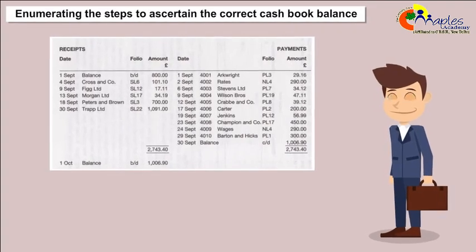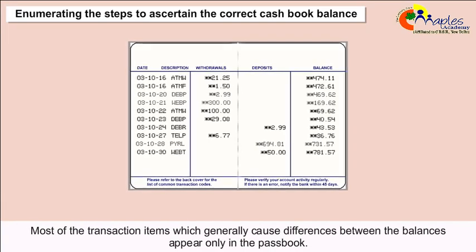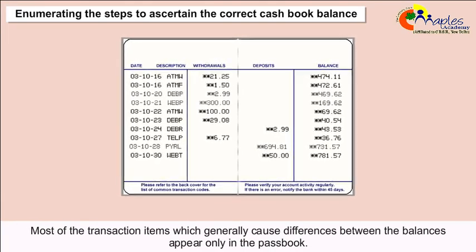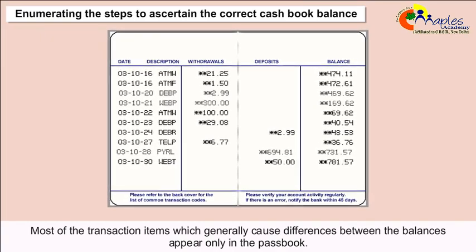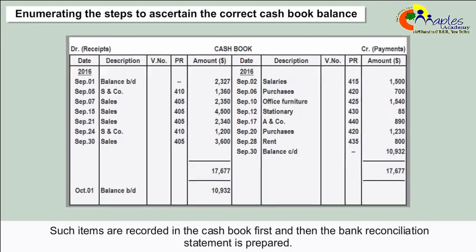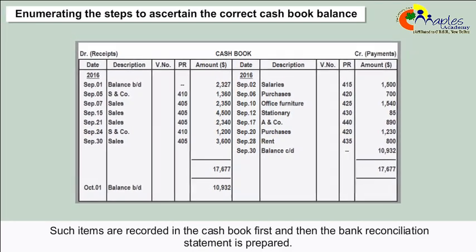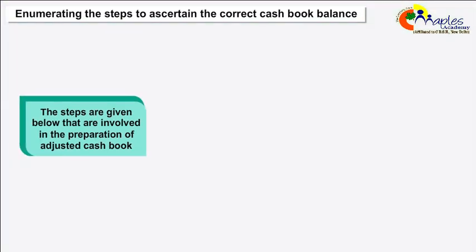Enumerating the steps to ascertain the correct cash book balance. Most of the transaction items which generally cause differences between the balances appear only in the passbook. Such items are recorded in the cash book first and then the bank reconciliation statement is prepared. The steps are given below that are involved in the preparation of adjusted cash book.